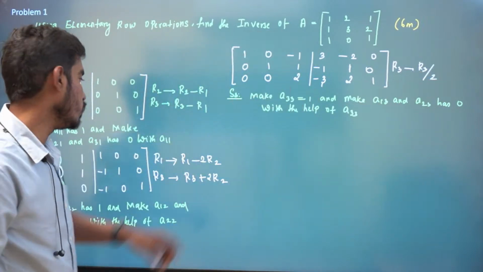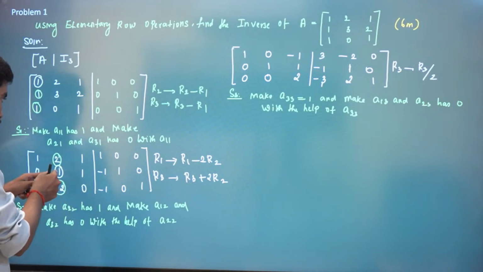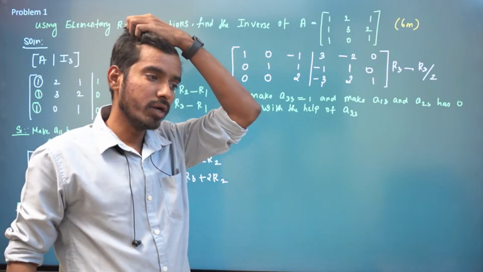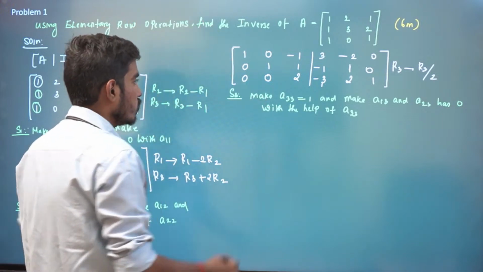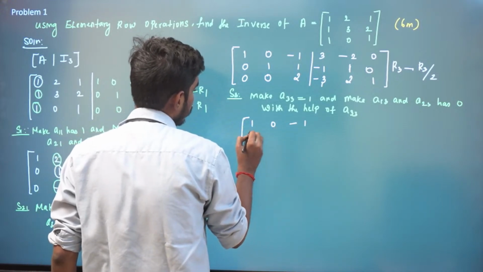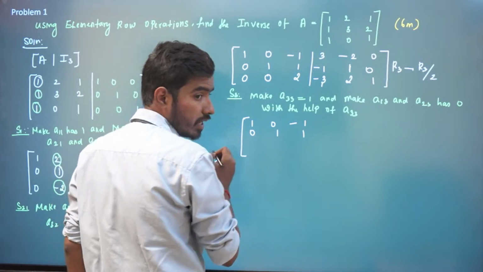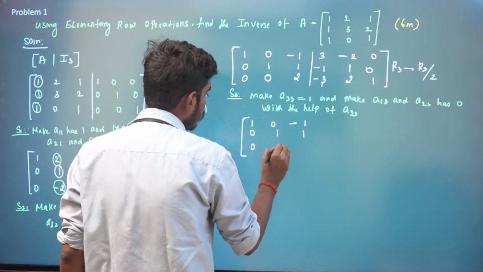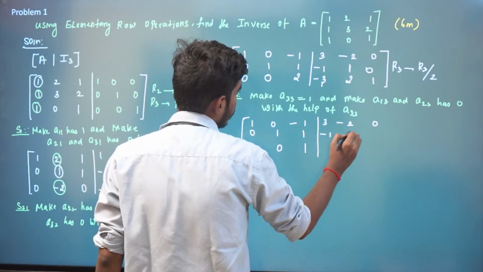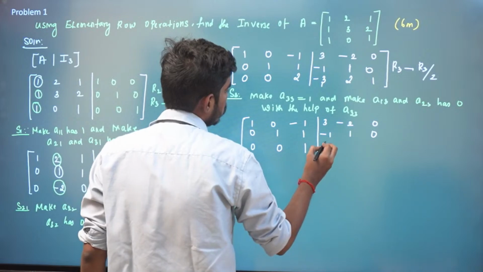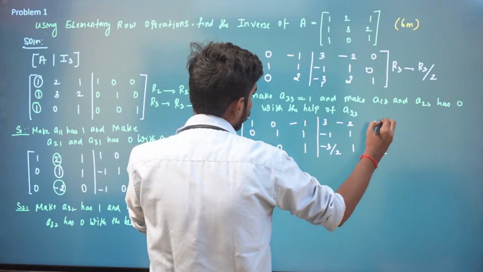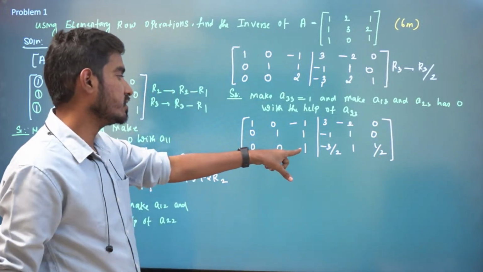Here you can see already A22 is 1. Already A11 is 1. So I'm not doing anything. Suppose if there is some other number other than 1, you divide by that number throughout the row. So this becomes 1 0 minus 1, 0 1 1. I'm dividing by 2, so 0 0 1. So this is 3 minus 2 0, minus 1 1 0. You divide throughout by 2: minus 3 by 2, 2 by 2 is 1, and this is 1 by 2. Now we have made A33 as 1.